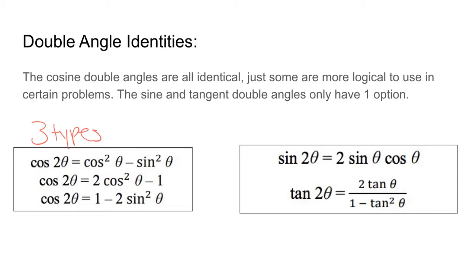Double angles do not mean 2 times. I'm just going to keep repeating that over and over. So these are 5 more formulas to add into your identities, and we're going to go ahead and get started using them on the next video.